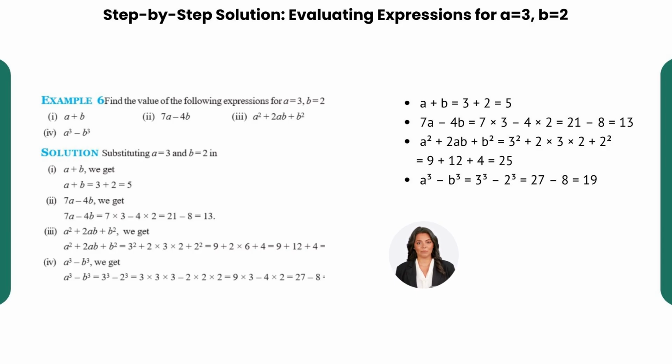Expression 3. Evaluate squares and product. 3 squared is 9. Twice 3 times 2 equals 12. 2 squared is 4. Sum these to get 25. Expression 4. Cube subtracted. 3 cubed equals 27. 2 cubed equals 8. Subtraction yields 19. By following each step carefully, you'll avoid common pitfalls and strengthen your problem-solving skills with algebraic expressions involving variables.